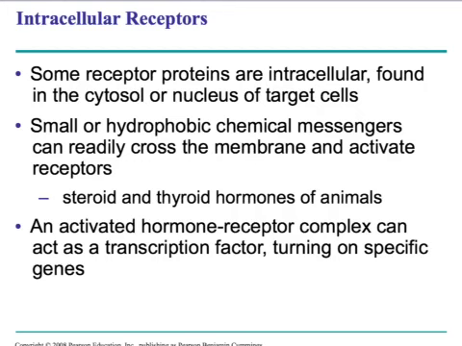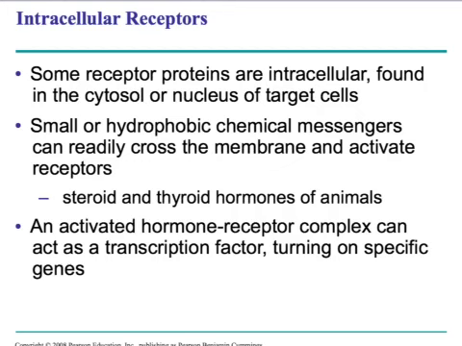Now what happens? Well, like I told you, not all of the receptors are going to be on the surface of the plasma membrane. Some of them are intracellular, so they're found inside of the cytosol or even in the nucleus of the cell that we want the response from. That cell is called a target cell. These messengers tend to be small or hydrophobic, which means that they can easily move across that membrane and activate receptors. So that's why their receptors don't need to be on the outside, because the messengers can get into the cell. They tend to be steroid or thyroid hormones in animals.